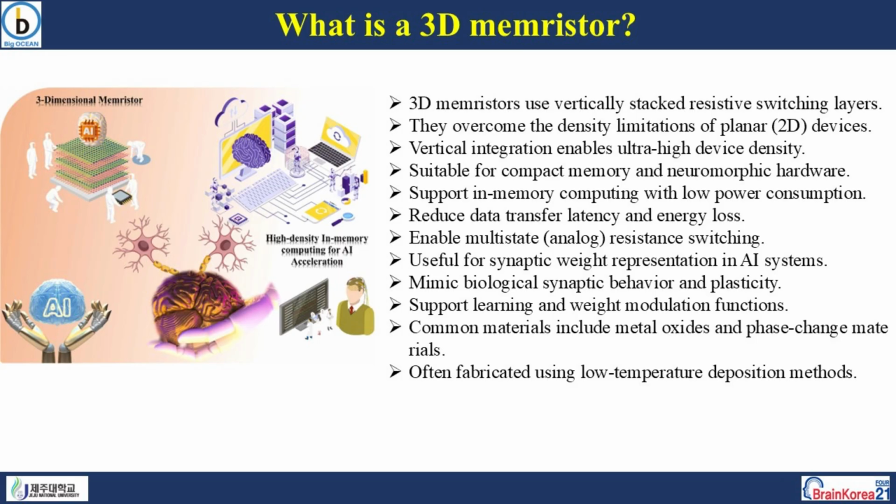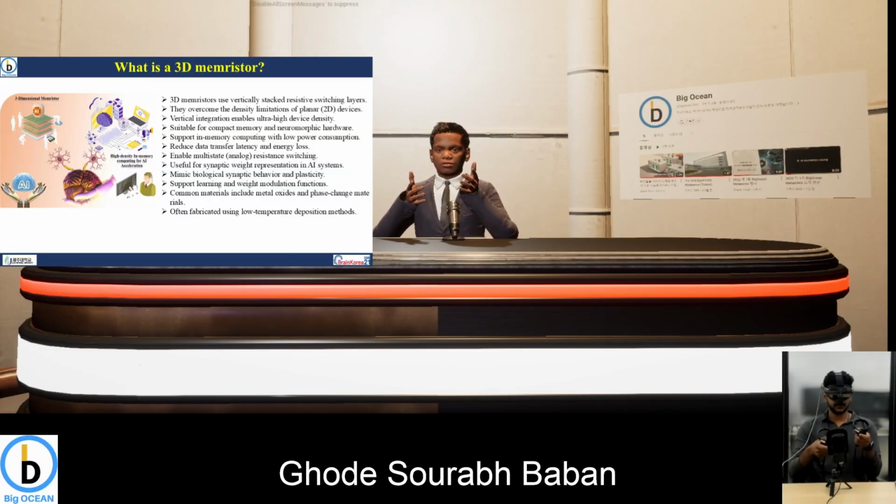3D memory uses vertically stacked resistive switching layers. They overcome the density limitations of the planar 2D architecture. Vertical integration enables ultra high device density and is suitable for compact memory and neuromorphic hardware. It also supports in-memory computing with low power consumption, reduced data transfer latency and energy loss. Also, 3D memory enables multi-state, analog resistive switching behavior. This is useful for synaptic weight representation in AI systems.